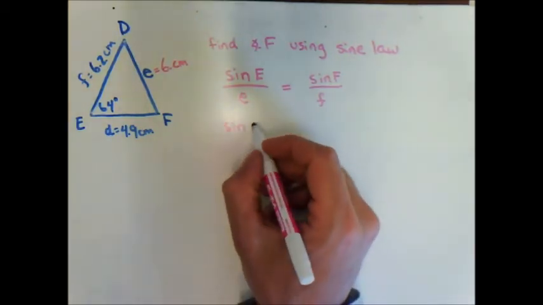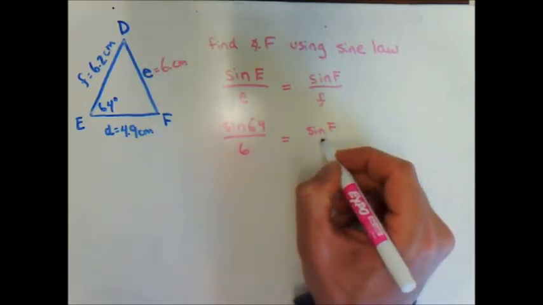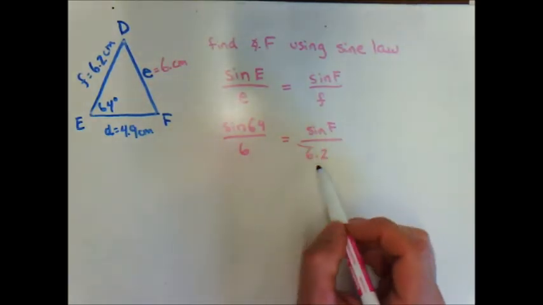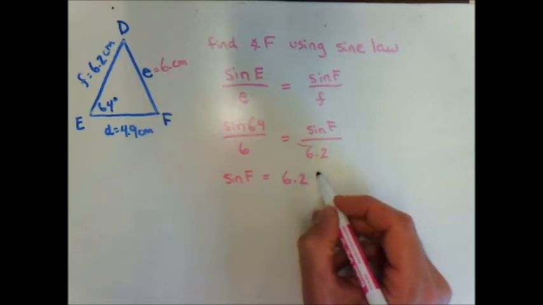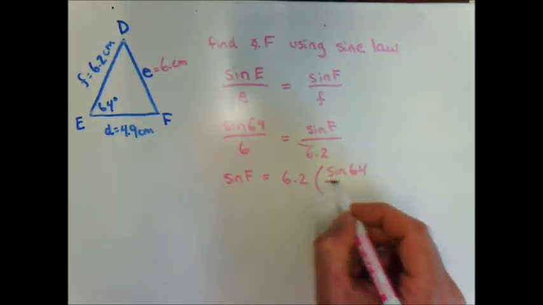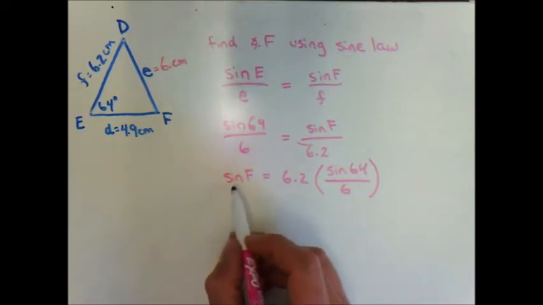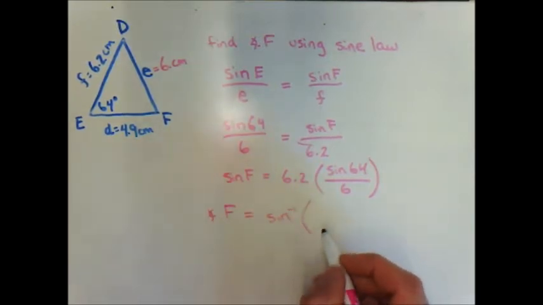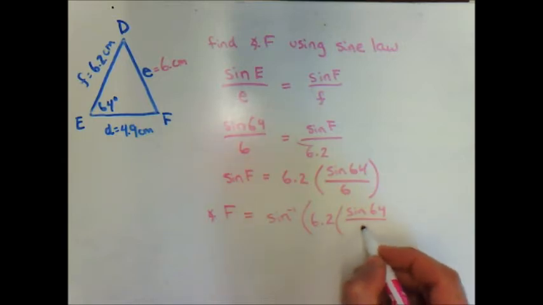Okay. So we've got sine of E, which is sine of 64, over the length of E, which is 6, is equal to the sine of F, which we don't know, over the length of F, which is 6.2. Now all we need to do to get sine of F by itself is multiply both sides by 6.2. So the sine of F is equal to 6.2 times sine of 64 over 6, and that's just from last lesson on sine law and rearranging equations. Now all we need to do is take the inverse sine of both sides. So the measure of angle F is equal to the inverse sine of 6.2 times sine of 64 over 6.